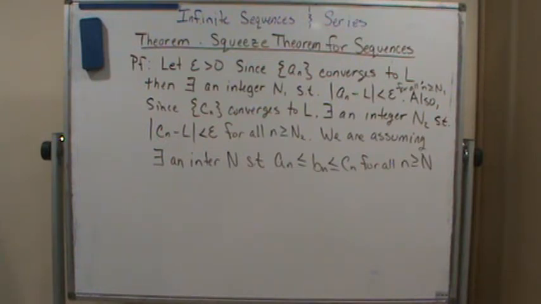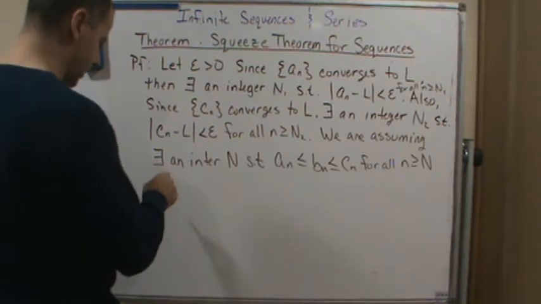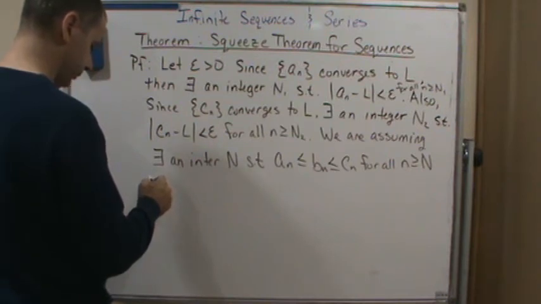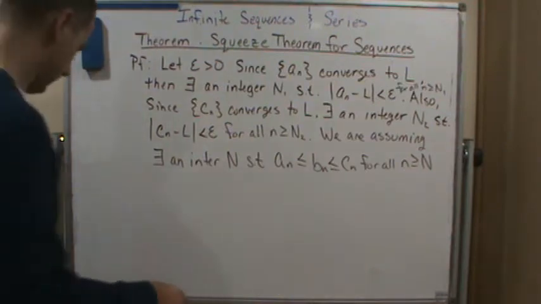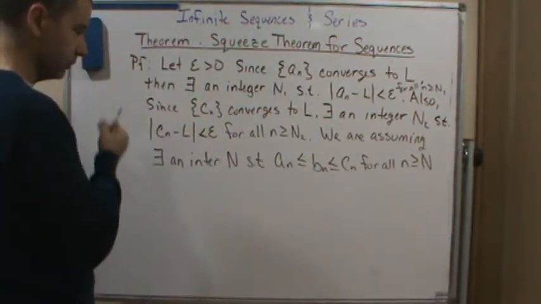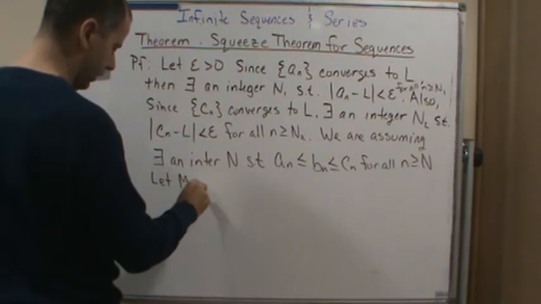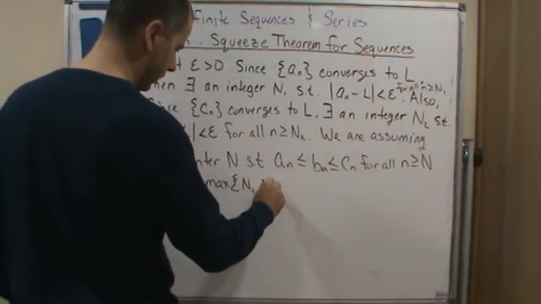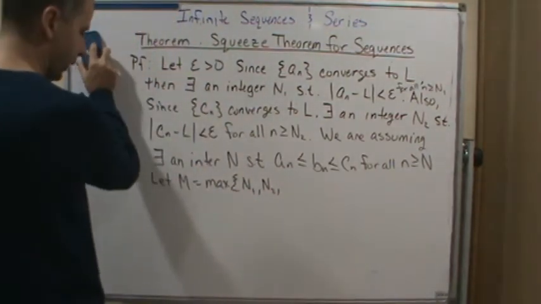So now what we're going to do is, similar to the previous proof, we'll let M equal the max of n1, n2, and N.